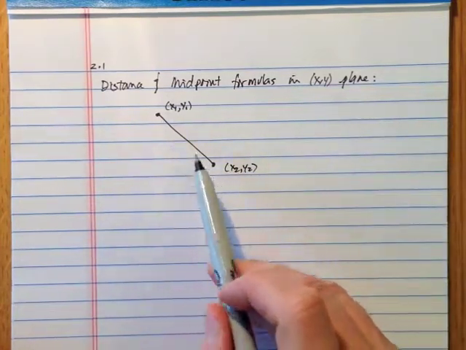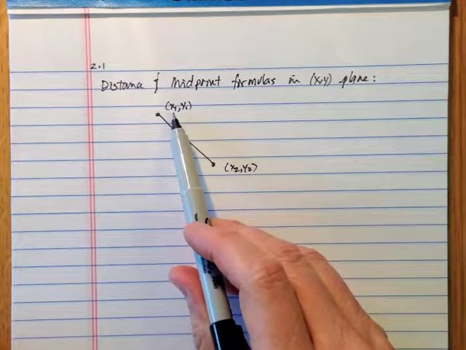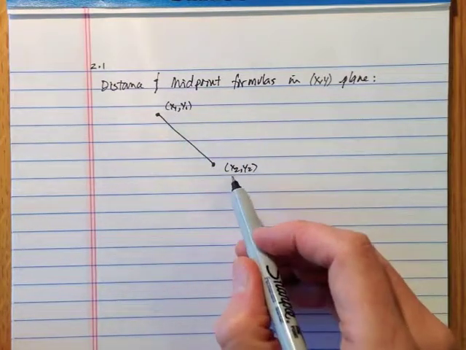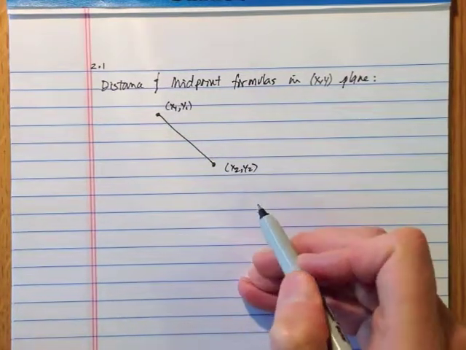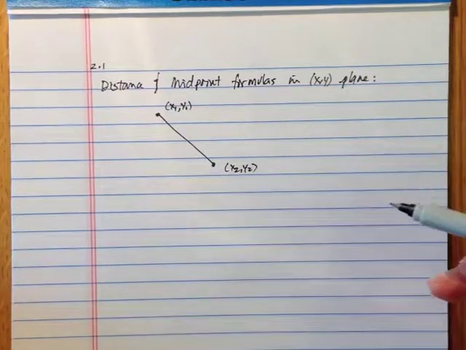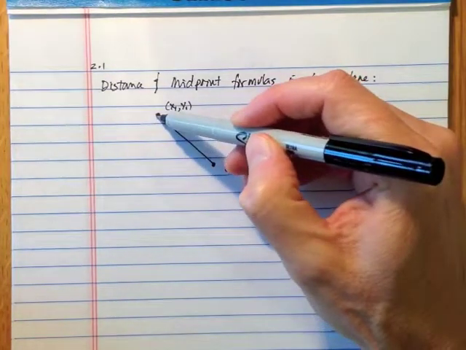Let's suppose I got 2 points in the plane. This one, its coordinates are just going to be called x1, y1. And this one I'll say its coordinates are x2 and y2. What's the distance between them? Well, the trick is to think about a triangle.